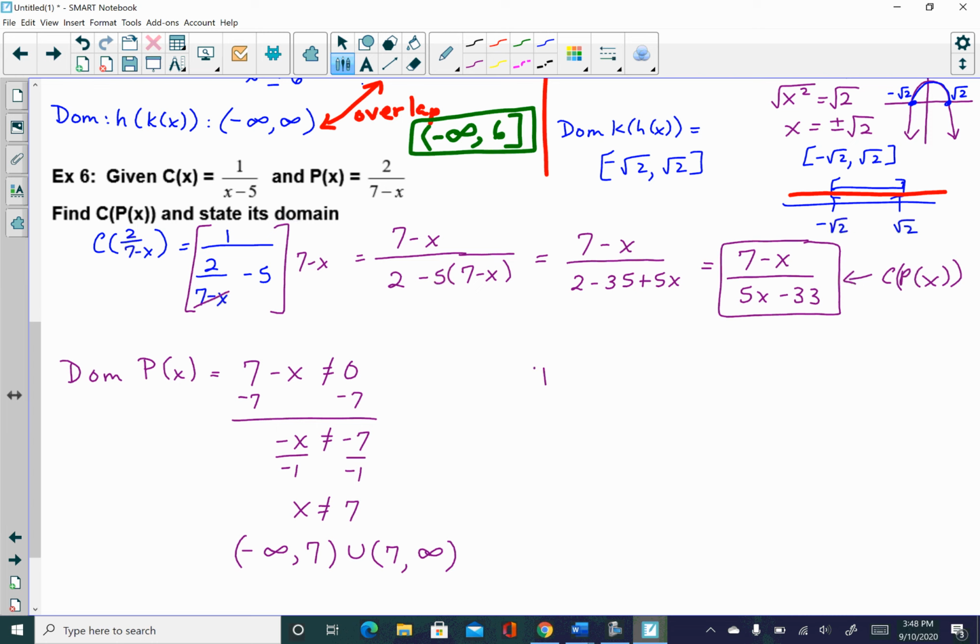Now look at the domain of your result. So the domain of my result, I need to make sure that my denominator here, 5x minus 33, does not equal 0. Solve for x, so add 33.